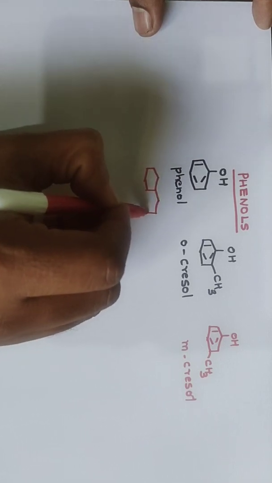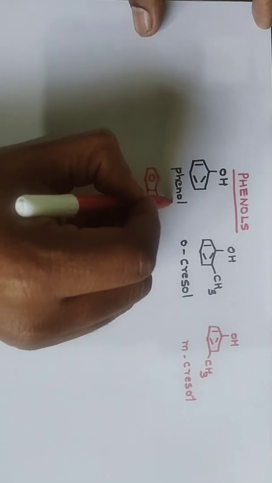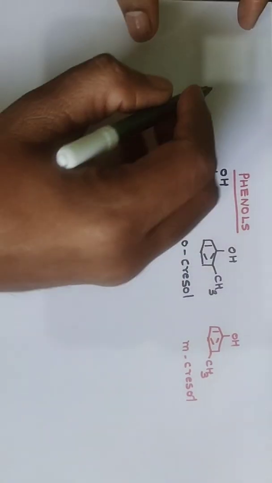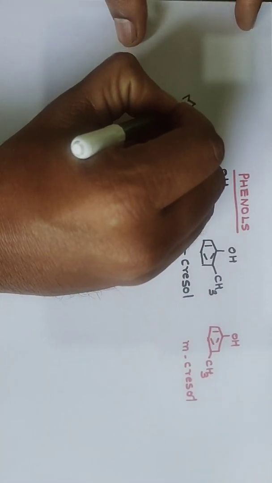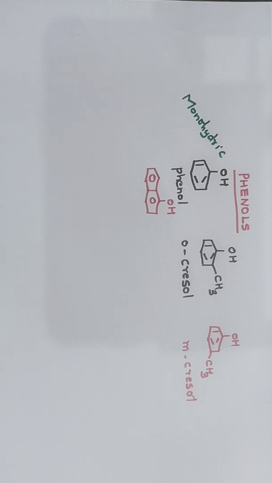Another molecule, this is also a monohydric phenol. All these compounds contain one OH group, hence these are referred to as monohydric phenols.